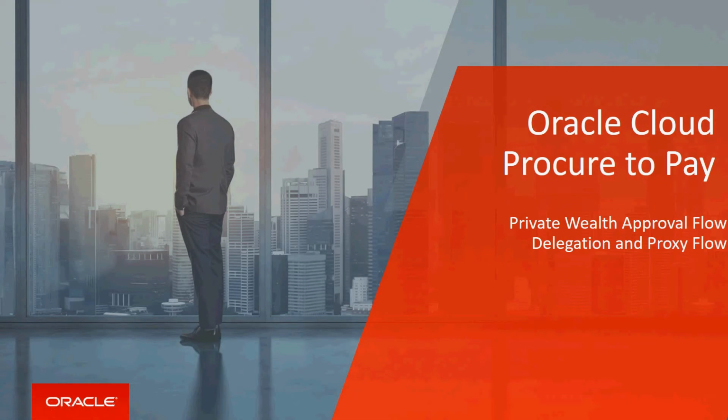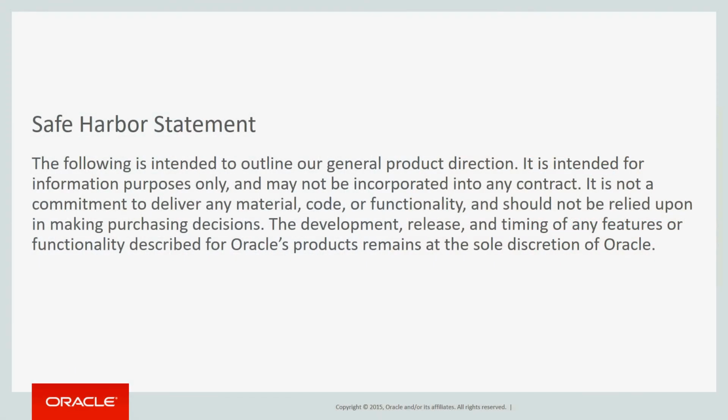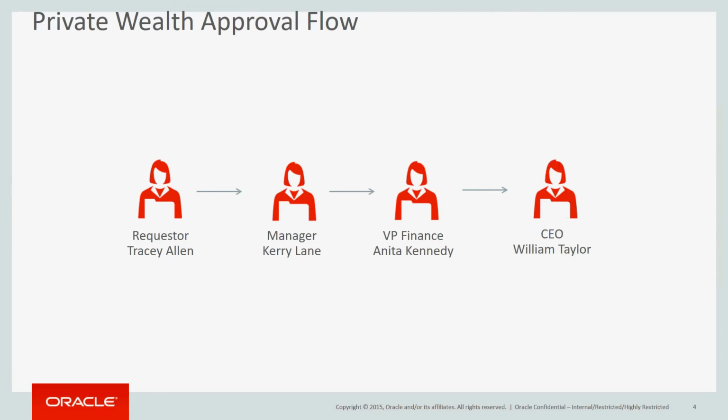This recording will step through the private wealth approval process flows and also the delegation and proxy flows. The flow setup looks as you see on the screen. So I've got an org chart that starts with Tracy Allen, who's a user in the private wealth group. Her manager is Carrie Lane. Anita Kennedy would be the senior VP or VP of finance. And then William Taylor is the CEO.